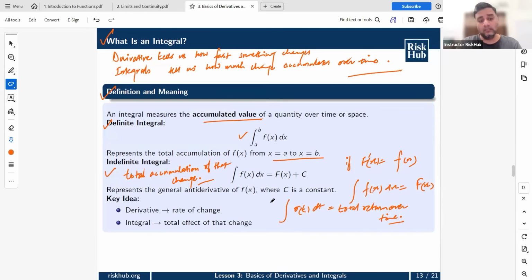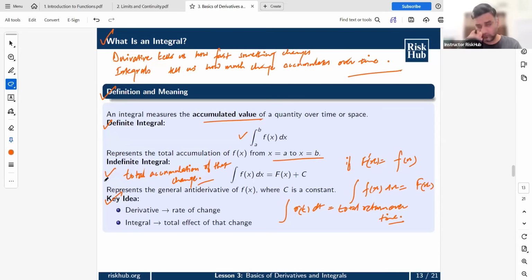So look at the financial interpretation of integrals. Integrals appear everywhere in finance. They convert your rates or flows into total values. There is total return over time, which I told you very clearly. If you want to find the total return over the period from a to b, that we can also do. The intuition here is that each instant contributes a tiny return, and the integral adds all those tiny returns together.